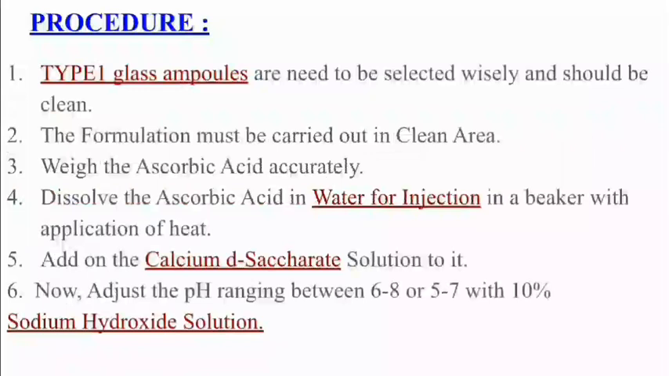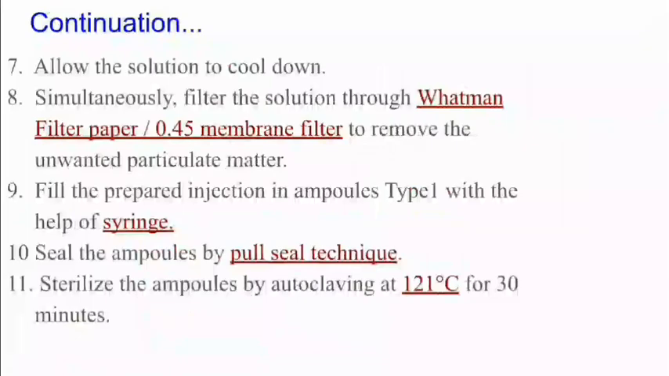Let us start with the procedure. Firstly, type 1 glass ampoules need to be selected wisely and should be clean. Formulation must be carried out in a clean area. Ascorbic acid must be weighed accurately and dissolved in water for injection in a beaker with the application of heat, adding disodium edetate to it. Now adjust the pH, ranging between 6 to 8 or 5 to 7, with 10% sodium hydroxide solution.